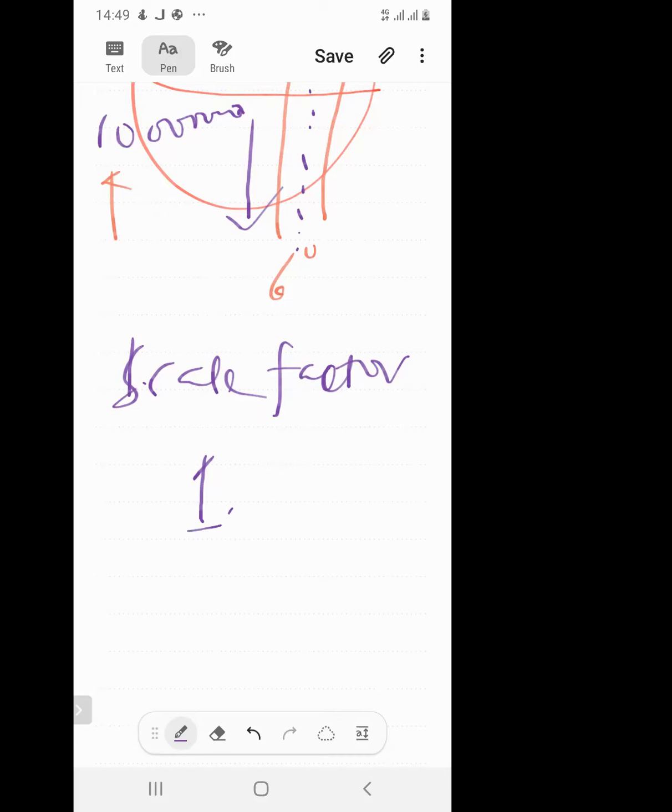But UTM makes sure that the central meridian has a scale factor of 0.9996 or so. And then at the edges of the zone, we have 1.0003 or so. But you can see there's something interesting about the two values.